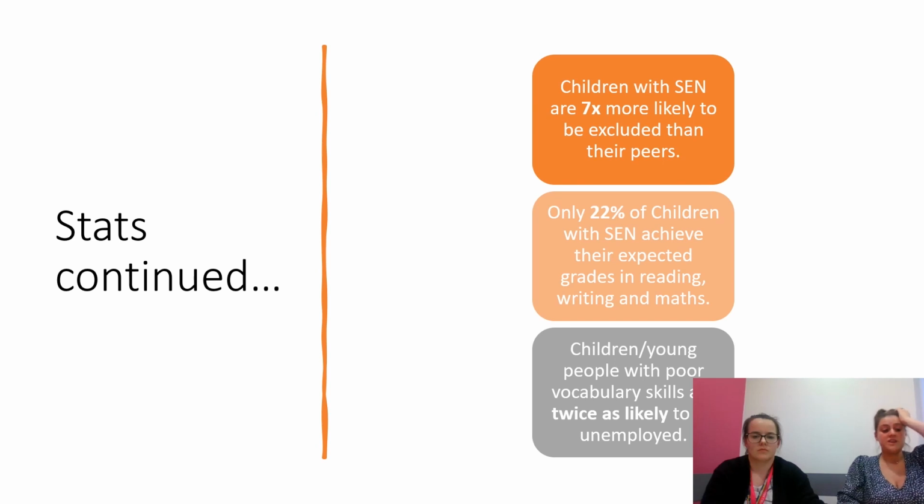So children with SEN are 7 times more likely to be excluded than their peers. Only 22% of children with SEN achieve their expected grades in reading, writing and maths. And children or young people with poor vocabulary skills are twice as likely to be unemployed. So I think those are some really key statistics there about how speech and language can really impact on education, employment and our young people in the future as well.